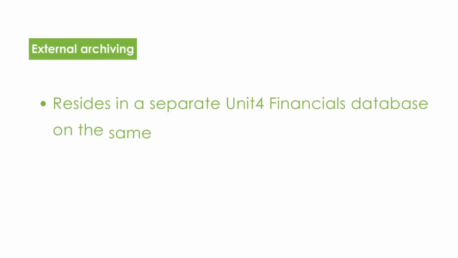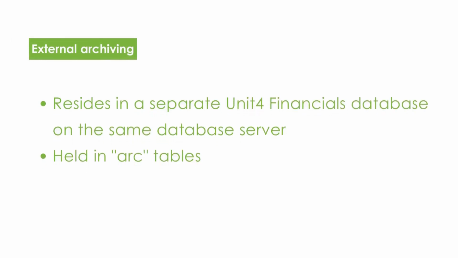The second type of archiving is external archiving. External archiving is a separate Unit4 Financials database on the same database server. They're still held in ARC tables, but they are totally separate. To do external archiving, you first have to do internal archiving to the ARC tables within the same database. And then afterwards, you'll do external archiving from the ARC in the production database to ARC in the archiving database.